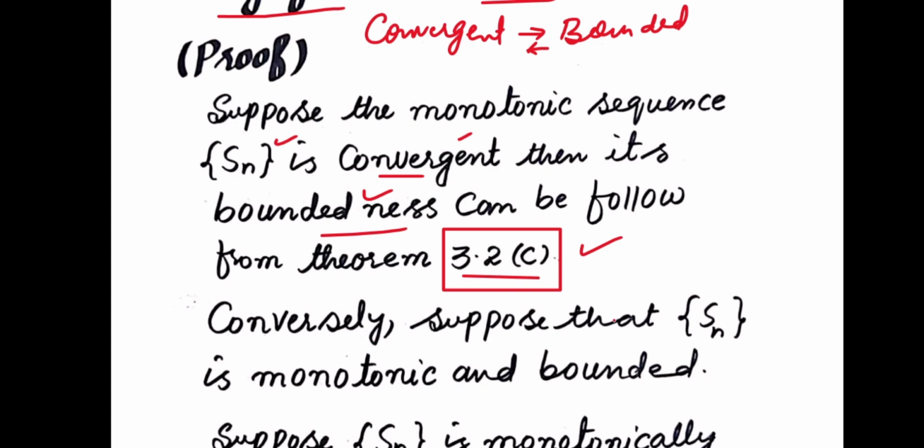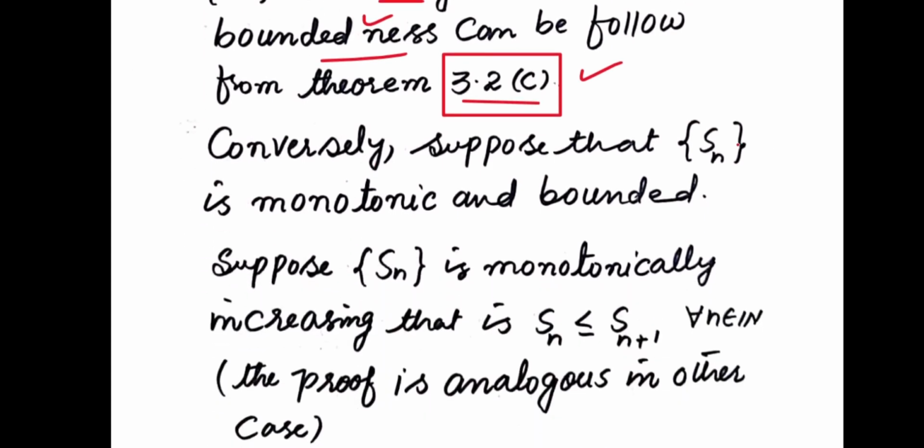Next we move to its converse part. Conversely, suppose that your sequence Sn is monotonic and it is bounded. Now I will show this is a convergent sequence. Suppose that the sequence is monotonically increasing, because monotonic means it is either in the category of increasing or decreasing. So I will take here the case monotonically increasing, that is Sn is less than or equal to Sn plus 1 for every positive integer. The proof is analogous in the other case. Analogous means you can prove this for the other case, that is monotonically decreasing, with the same steps that I will share here.